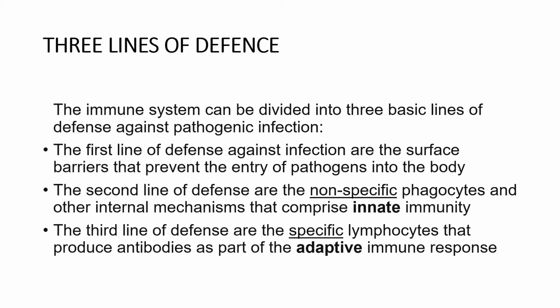The immune system can be divided into three basic lines of defense against pathogenic infection. The first line of defense against infection are the surface barriers that prevent the entry of pathogens into the body. The second line of defense are the non-specific phagocytes and other internal mechanisms that comprise innate immunity. The third line of defense are the specific lymphocytes that produce antibodies as a part of the adaptive immune response.